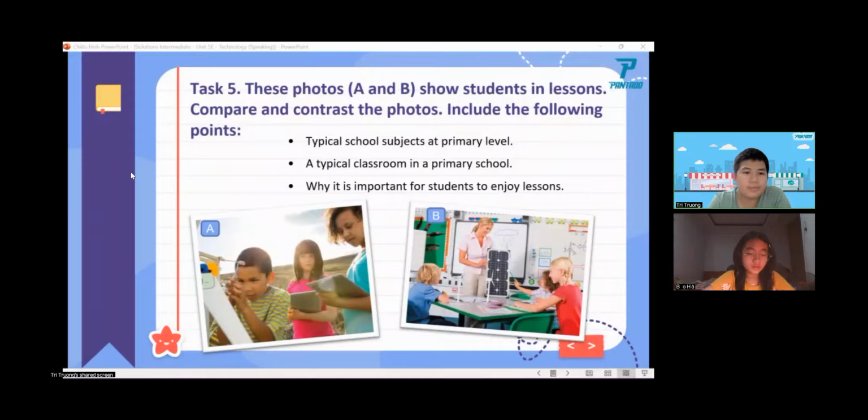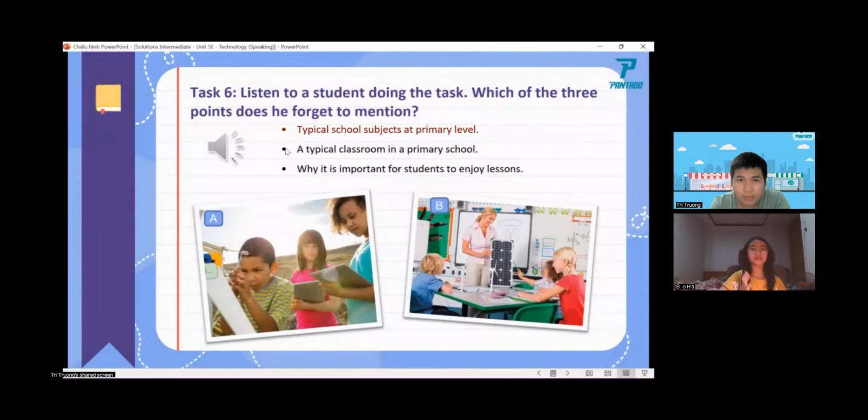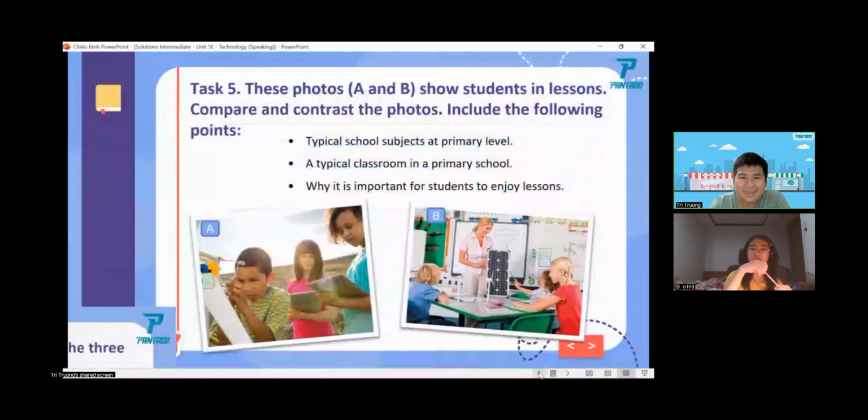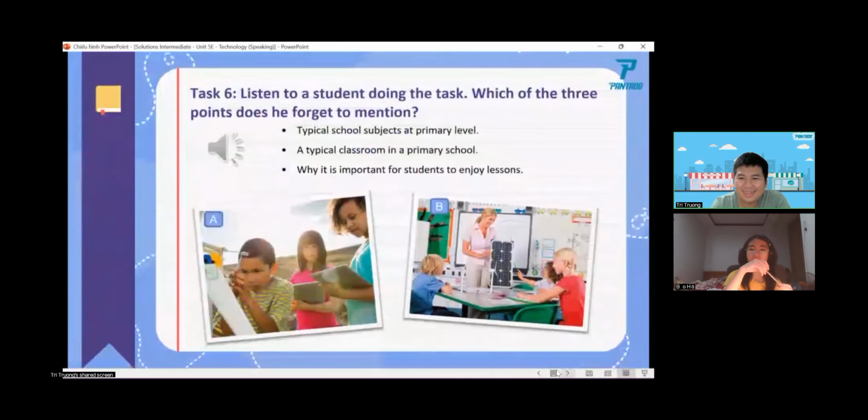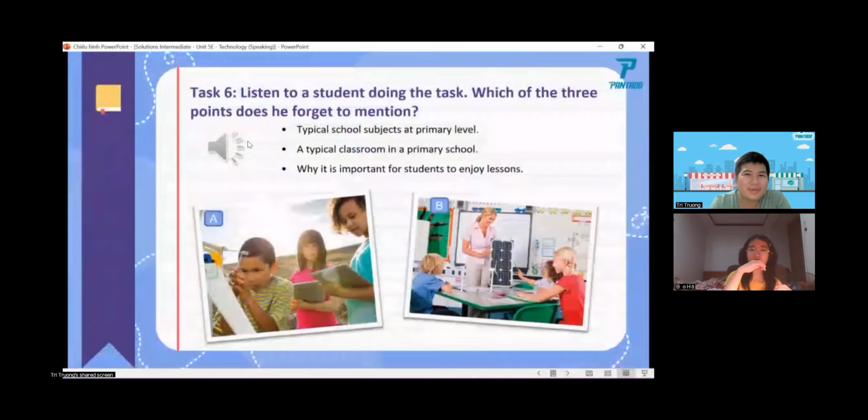Okay, so now we will move on to the next task. Here is the answer review. Listen to a student doing the task with 3 points. Does he forget to mention? Okay, you understand the requirement? Okay, I will play the audio for you.